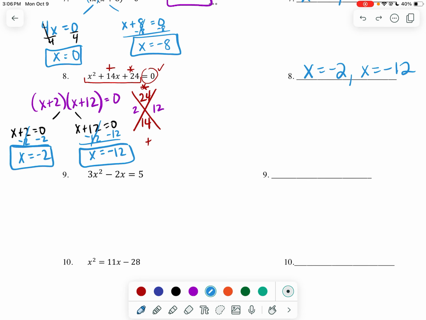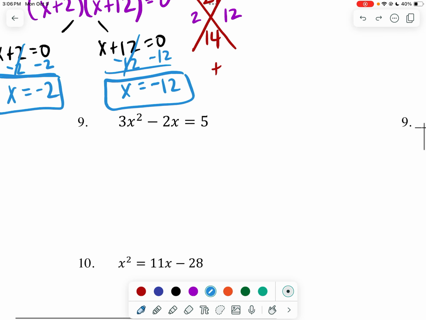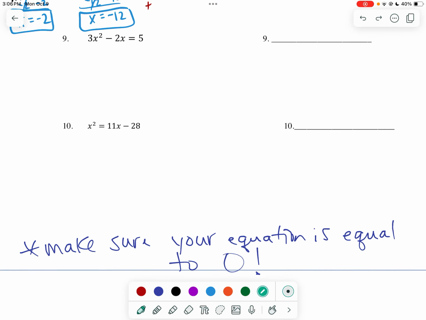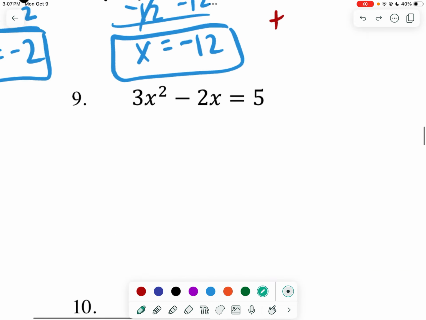All right. Now number 9. So here's an important thing on this one. Your equations have to be set equal to 0. I think I even have that down here. I would suggest writing that. Make sure your equation is equal to 0. If it's not, you have to make it.